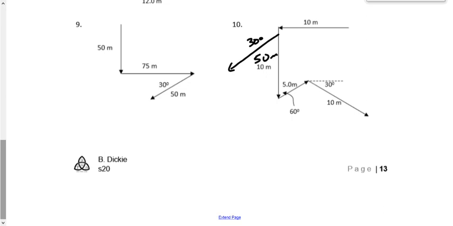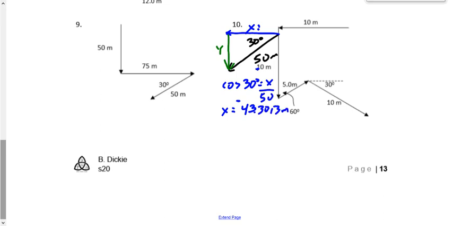Let's draw my x component of that 30, and let's draw my y component of that 30. The x component is the adjacent side, adjacent and hypotenuse. We'll say cosine 30 is equal to adjacent over hypotenuse. X ends up being equal to, it's actually negative 43.3013 meters.